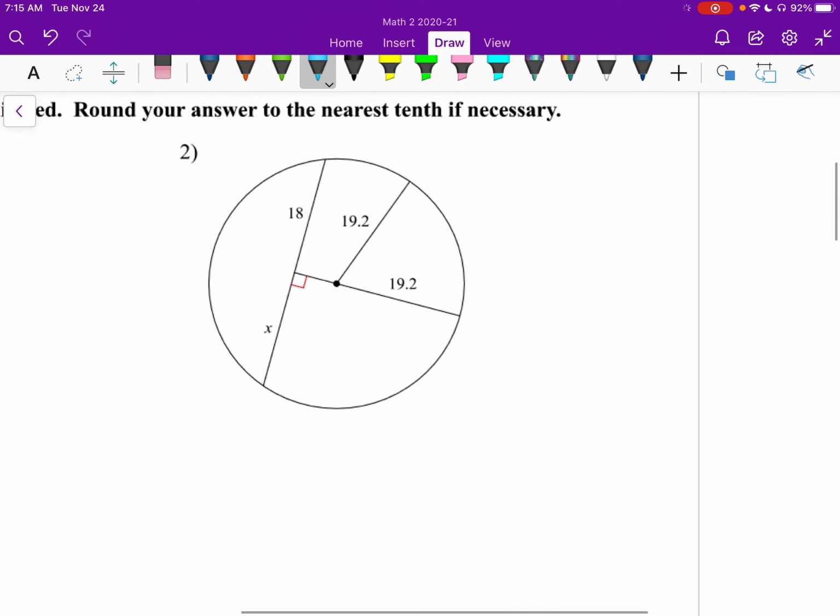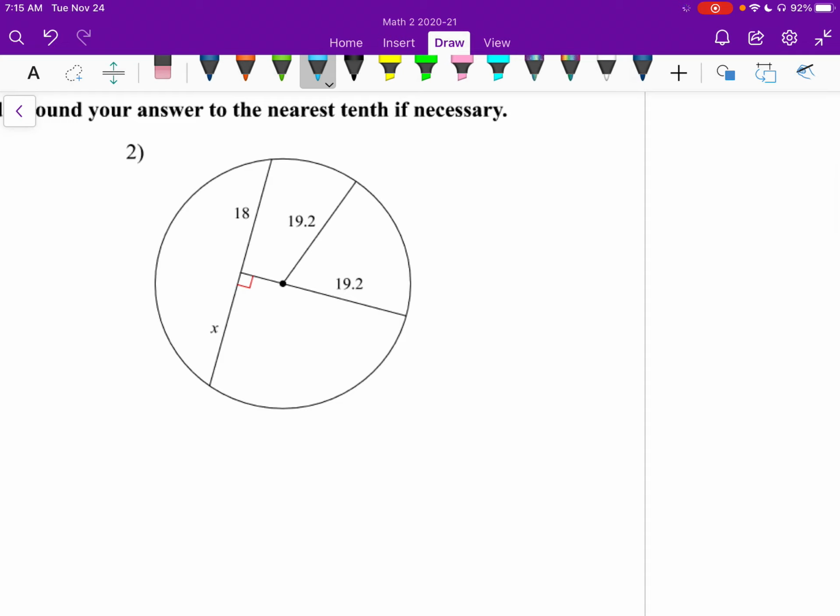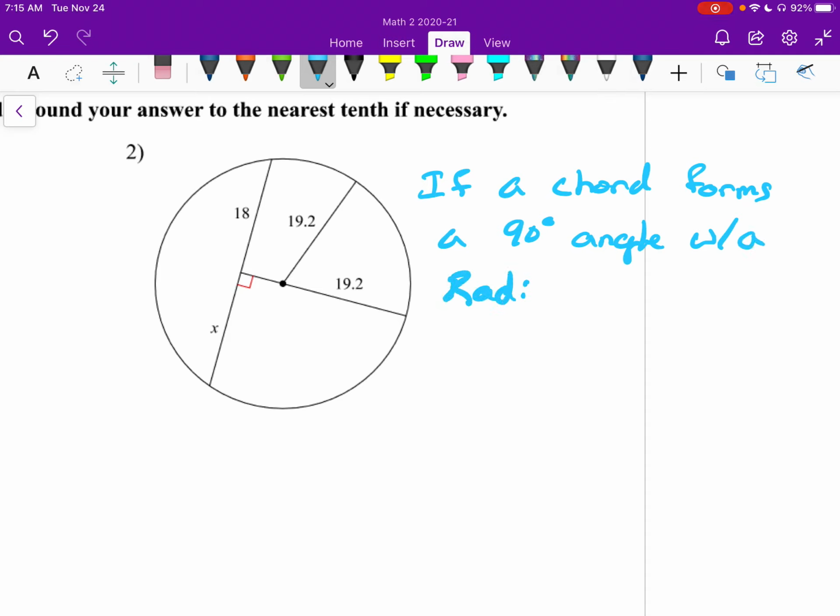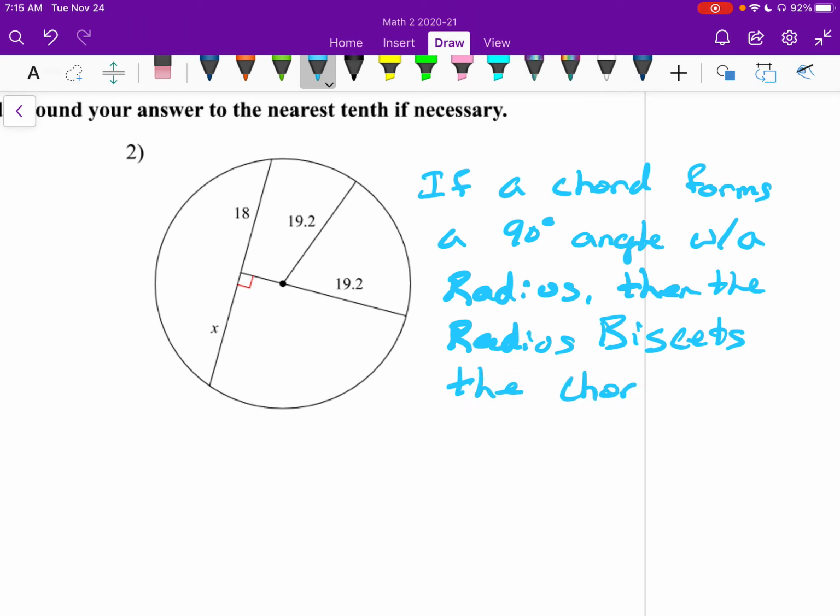Number 2. Well, this is kind of different. If a chord forms a 90-degree angle with a radius, then the radius bisects, B-I-S-E-C-T-S, I think that's right, bisects the chord.